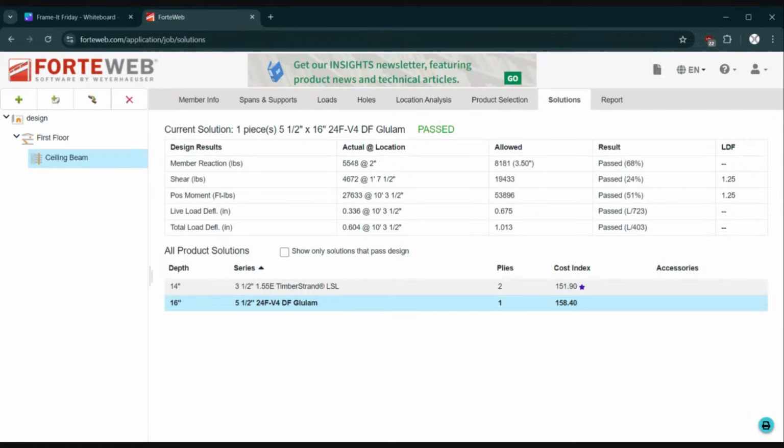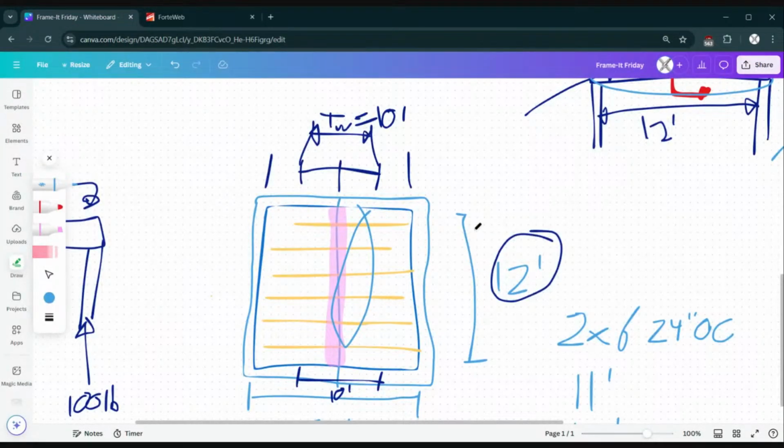So that is the special class that we are doing for this Frame It Friday. I hope you guys learned something.